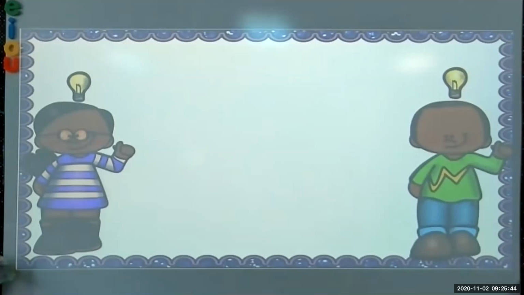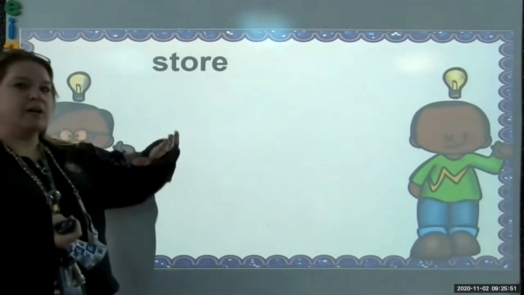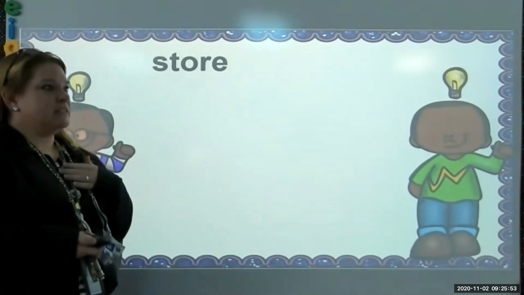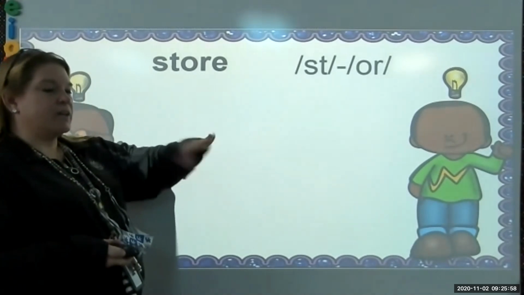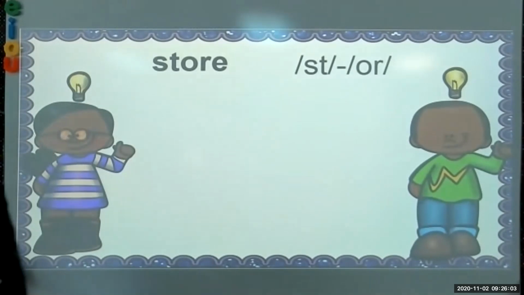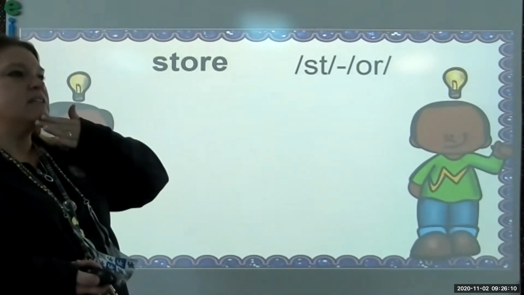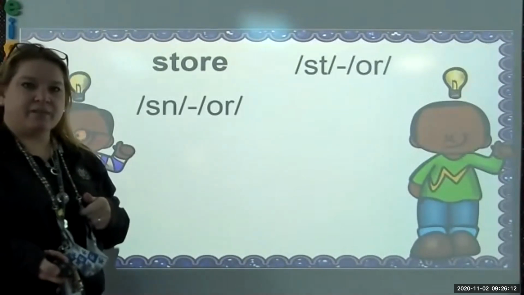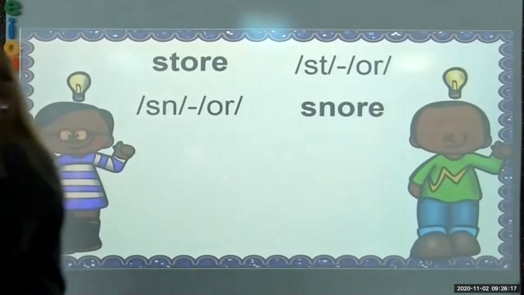All right, and our last word is Sandra went to the store to buy some milk. Store, store. So the onset is the st, and the rhyme is or. St, or. Good. I want to take off the t sound though, and I want it to say snore, snore. The new word on the curve is snore. Some of you might have parents that snore.